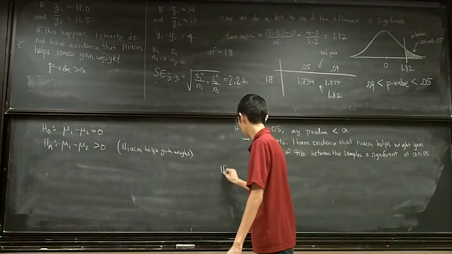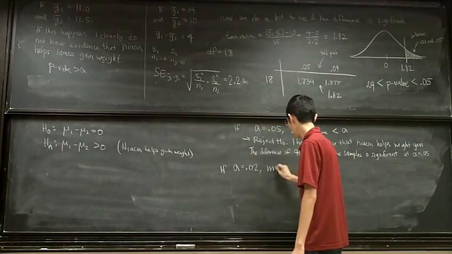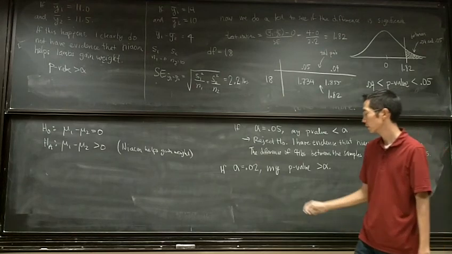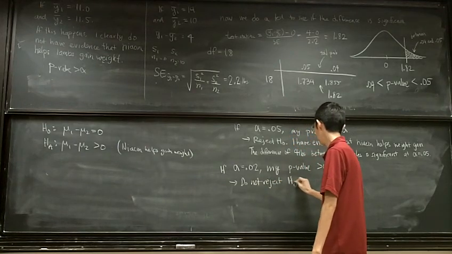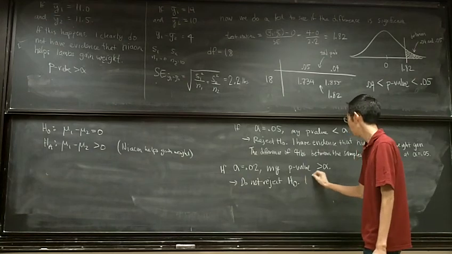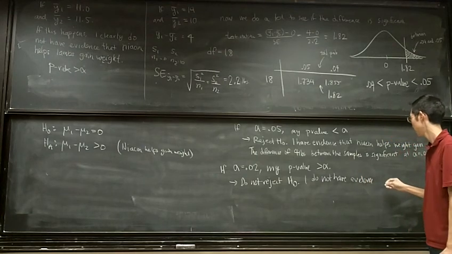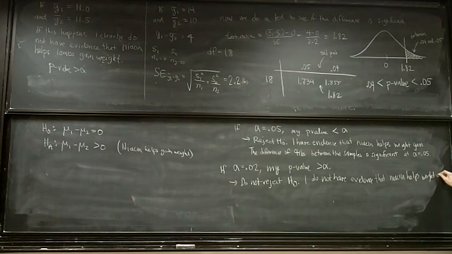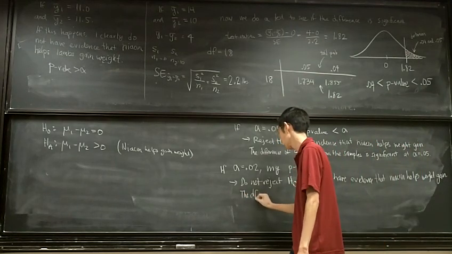On the other hand, if alpha equals 0.02, my p-value is greater than alpha. That means I do not reject the null hypothesis, and I say I do not have evidence that niacin helps weight gain. Or in other words, the difference of 4 pounds is not significant.